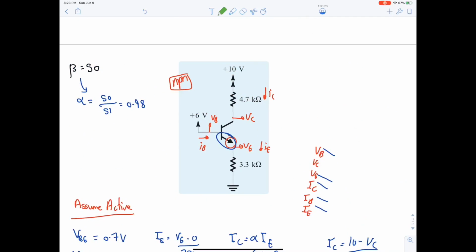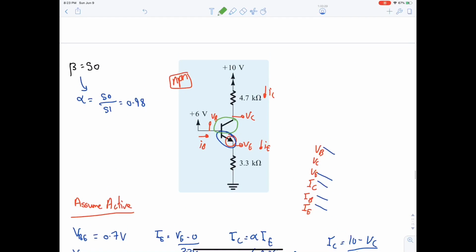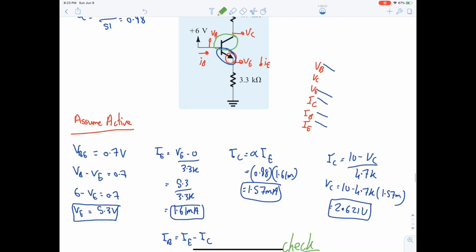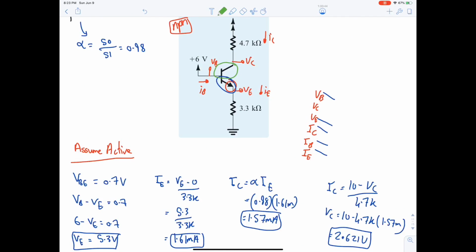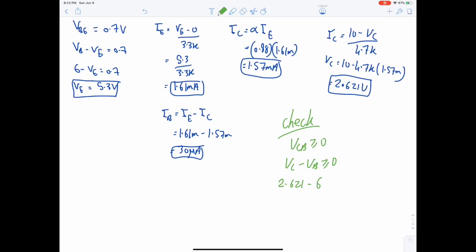We are going to check on the junction that is opposing the arrow, which is VCB greater than or equal to 0, VC minus VB greater than or equal to 0. VC is 2.621, VB is 6, hence less than 0. For the first time, this check is wrong, not active. Therefore, we are deep in saturation.